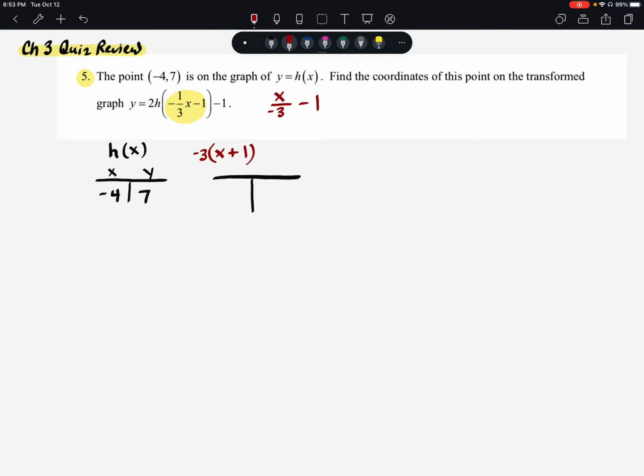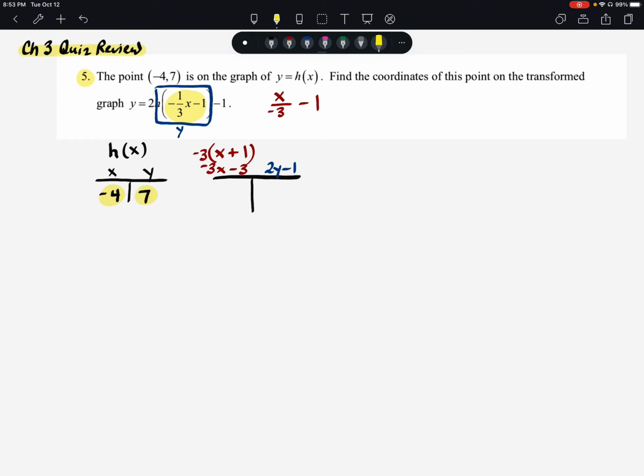And you can feel free to distribute it through if you want. You could treat this as -3x - 3, or you could just do -3 times the quantity x + 1. Then for our y values, we're taking out the h of everything and replacing it with y. We have 2y - 1. And now the only point we really have to deal with is the one given in our original table, just our (-4, 7).